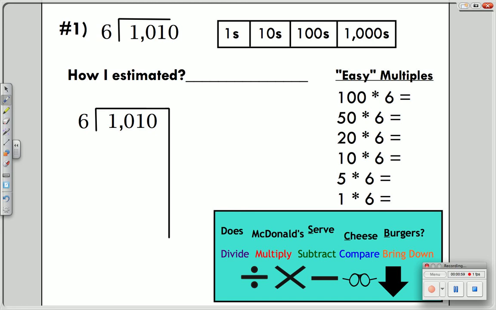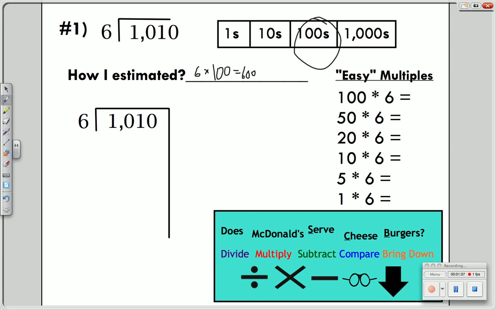So if I'm looking at how I estimated, knowing 6 times what number is going to get me close to 1,010. So if I took 6 times, let's say 100, 6 times 100 is going to get me 600. And I think that's as high as I'm going to be able to go, because if I did 6 times 1,000, my answer is going to be in the thousands. So my magnitude estimate is going to be 6 times 100 equals 600. So I know my answer is going to be in the hundreds.